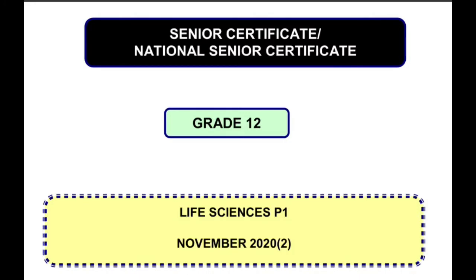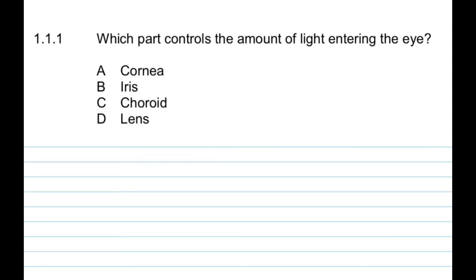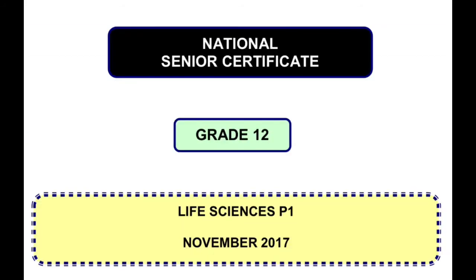Our next question is from paper 1 in November 2020. Which part controls the amount of light entering the eye? Now remember, the light is going through the pupil, and the pupil is being controlled by the iris.